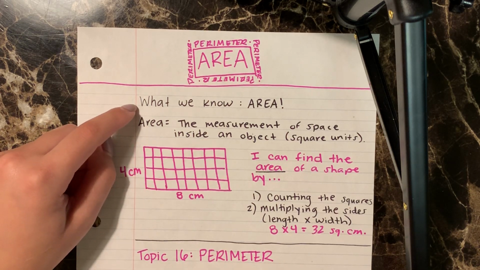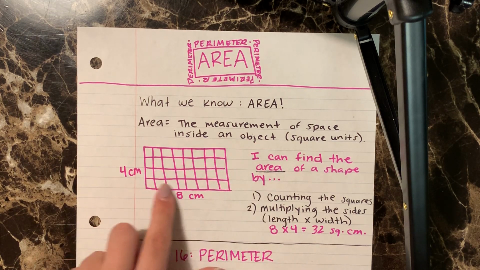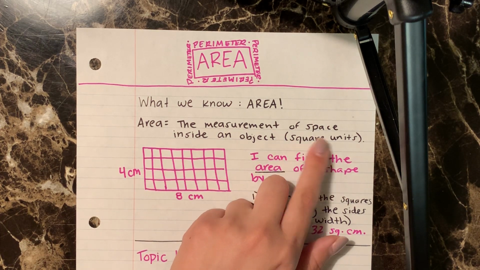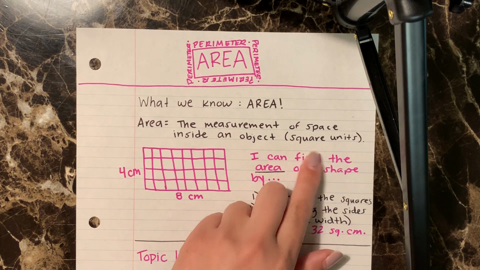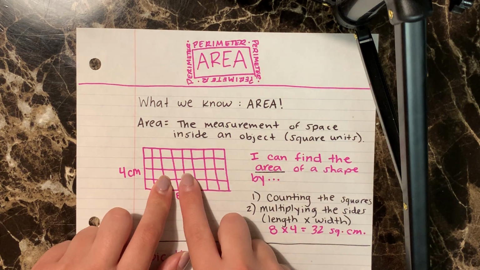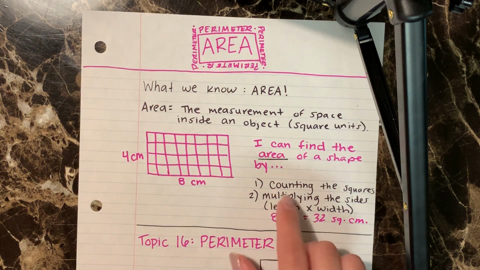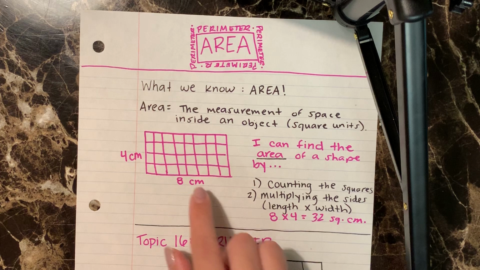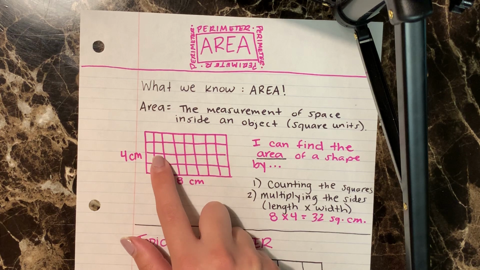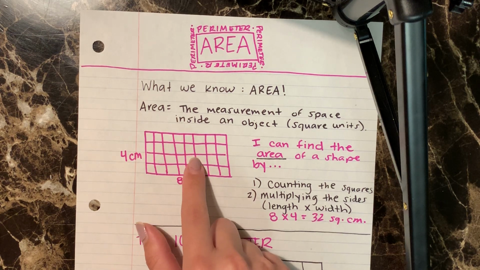We already know area. We know that area is the measurement of space inside of an object. So here is my object, and area is all of the space inside. And we already know too that we can use square units, square feet, square centimeters, square meters, whatever it is, because we are measuring all of the equal square units inside of a shape or object. And we discussed how there are two ways that we can find the area of a shape. Number one, if it gives you squares, you could just count the squares. You could go through and go 1, 2, 3, 4, 5, 6, 7, 8, 9, 10, 11, 12, until you count all of them, and it would tell you how many square units there are inside the shape.